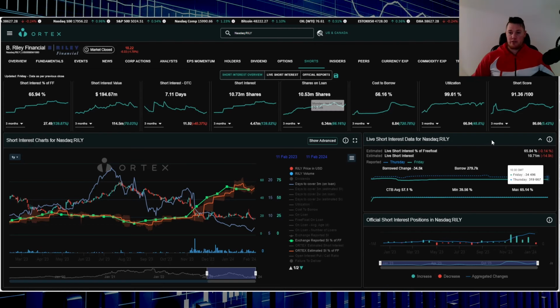So right now, shorts did return about 15,000 shares on Friday, 65.84% of the free float is being shorted, 10.71 million shares overall are being shorted, and cost of borrow average is 57.1%.